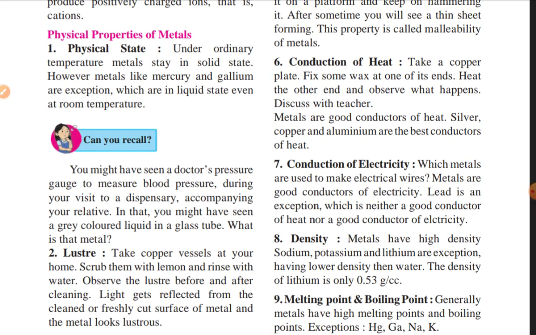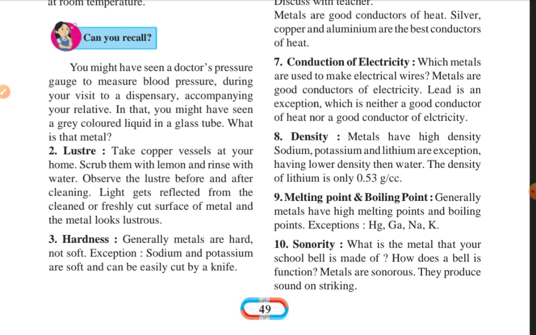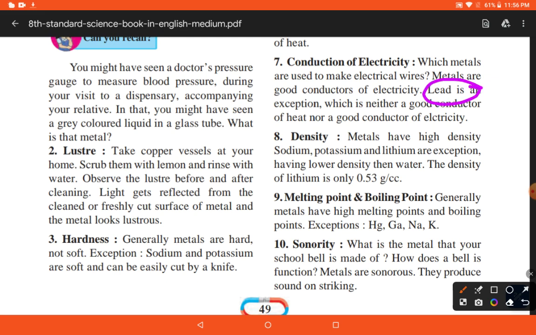Now conduction of heat. Silver is the best conductor of heat. After that copper comes, and aluminium. It can let heat pass through it. About electricity, metals are good conductors of electricity, but the exception here is lead, Pb. It is an exception because it is neither a good conductor of electricity nor a good conductor of heat.